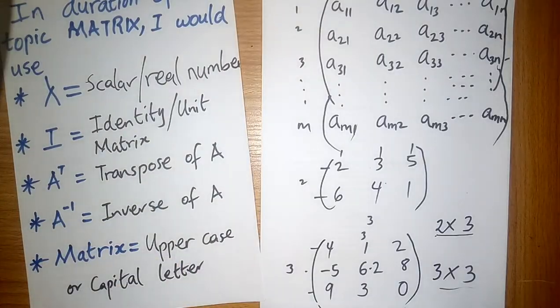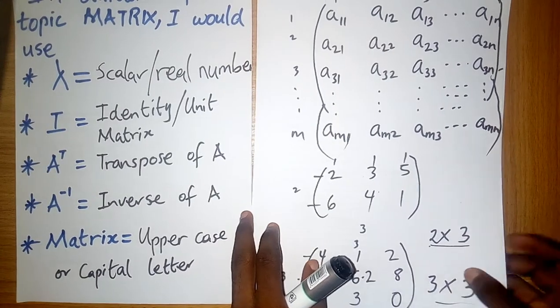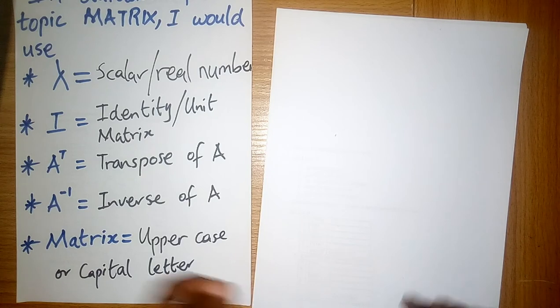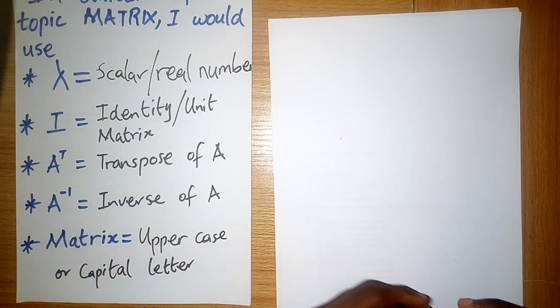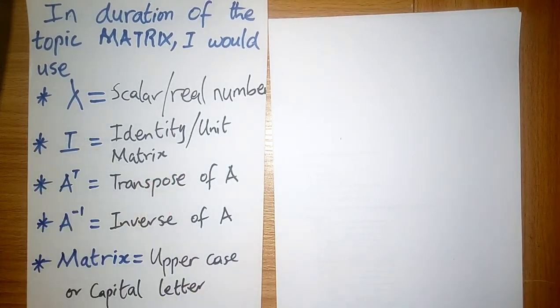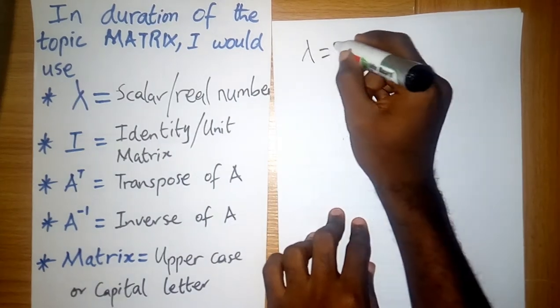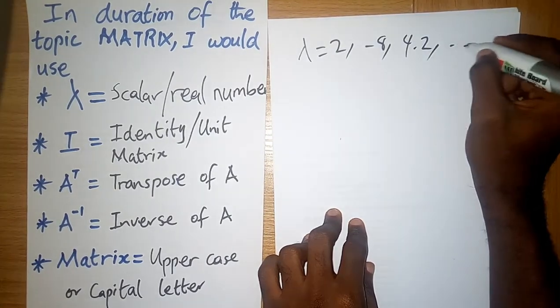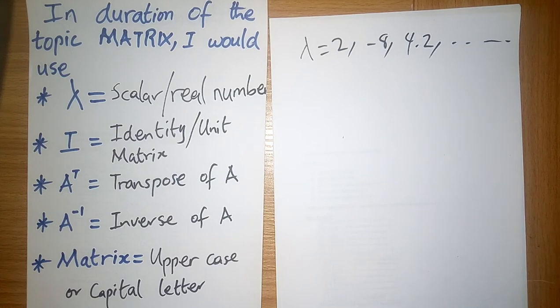Next we'll be talking about the notations we'll be using in these matrix lessons and tutorials. The first one is lambda. We are using the sign of lambda to represent real numbers like 2, minus 8, 4.2, decimals and the rest. So it's not a matrix, it's just a scalar, a single number.